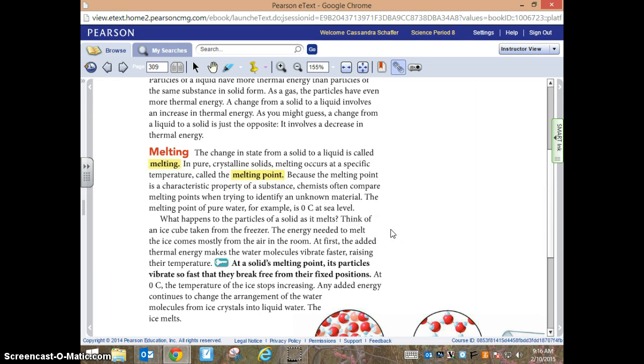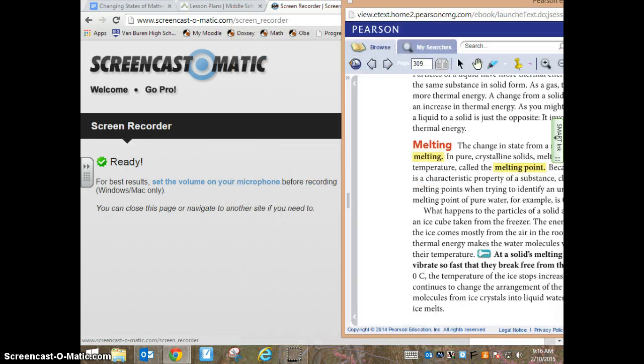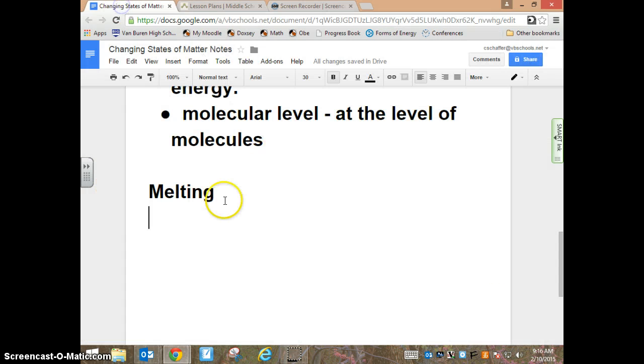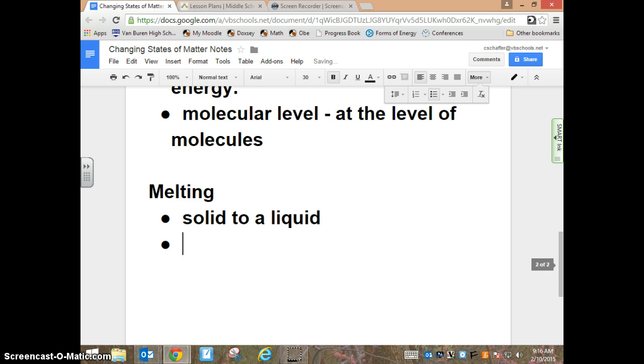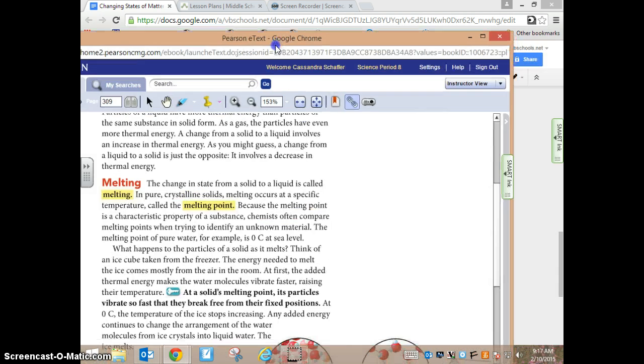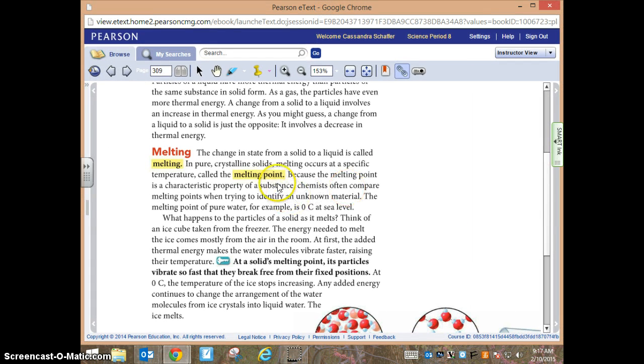If you took a look at the thermometer from the last reading, 0 degrees Celsius is the same as 32 degrees Fahrenheit. So let's go ahead and pull up our notes. We're starting off with melting. And right away it tells us what state we're starting off with and what state we're ending up with. So we are going from a solid to a liquid. Now it does have melting point highlighted in your reading, but that's not something that I really am concerned with you guys knowing. Let's just talk about it for a little bit.